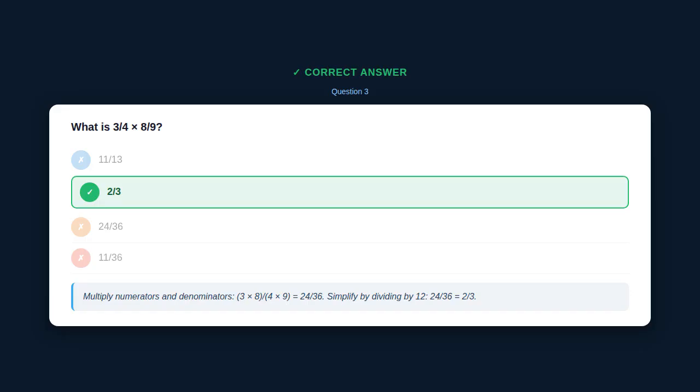Multiply numerators and denominators. 3 times 8 over 4 times 9 equals 24/36. Simplify by dividing by 12. 24/36 equals 2/3.